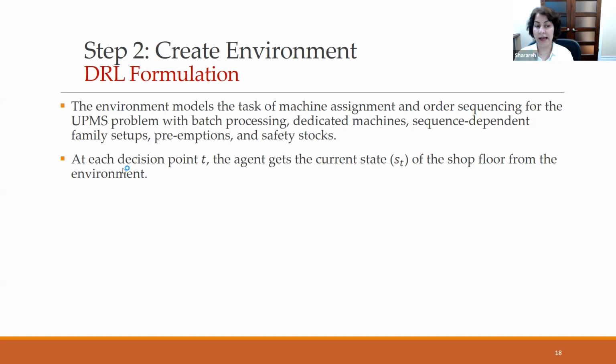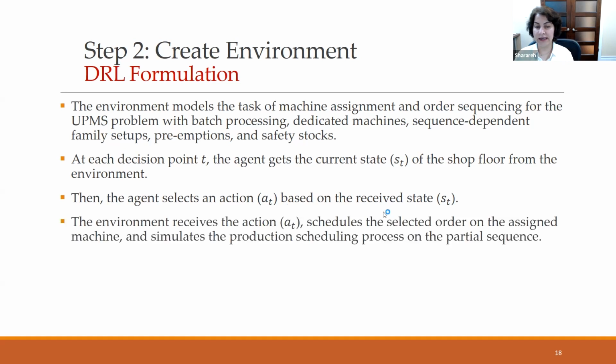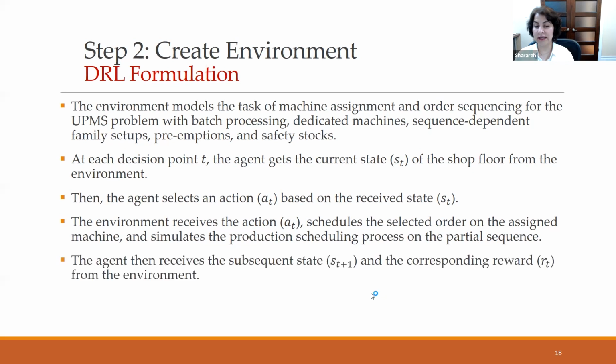And like any typical RL-based setup, at each decision point the agent gets the current state from the shop floor. The agent then selects an action based on the received state, and the environment receives the action, schedules the selected order on the assigned machine, and simulates the production scheduling process on the partial sequence. The agent then receives the subsequent state and the corresponding reward from the environment. This process continues until all of the orders are scheduled, and then the simulation terminates.